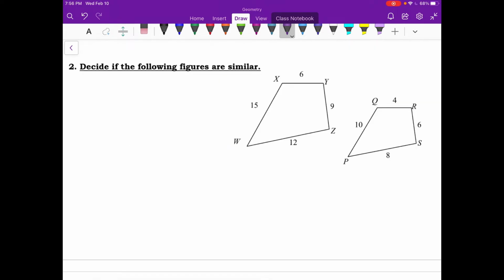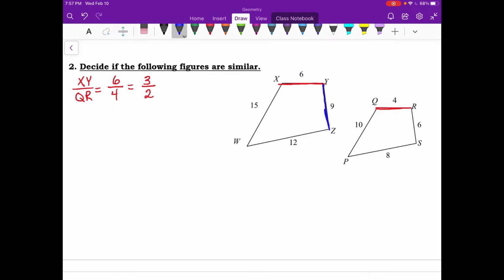For number 2, I need to determine if these figures are similar. I'm going to do that by comparing the proportions of my shapes and making sure that they're the same. So let's start out by finding my proportions. I'm going to look first at XY and QR, which are corresponding sides. So the proportion of XY over QR is equal to 6 over 4. This fraction can be reduced to 3 over 2. So that's my proportion. And now we do it again.